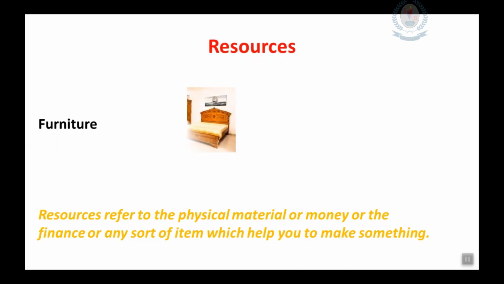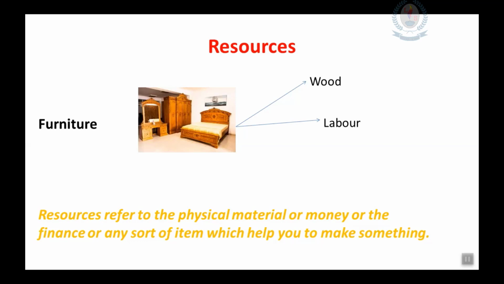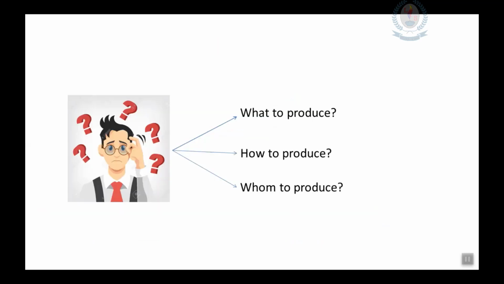Resources. Look at this example, then you can have a clear idea about resources. Furniture. If we want to make furniture, we need wood, labor and machines. So these are the resources that we need to make furniture. What is resources? Resources refer to the physical material or money or the finance or any sort of item which helps you to make something. We talk the resources are limited.